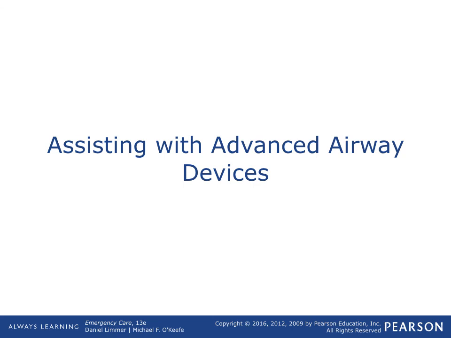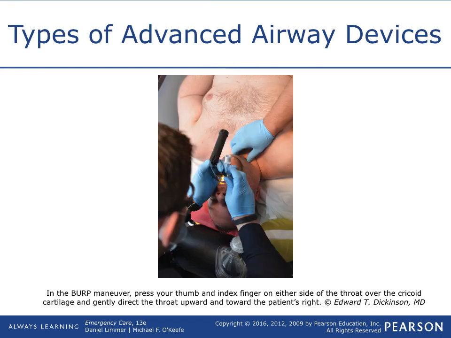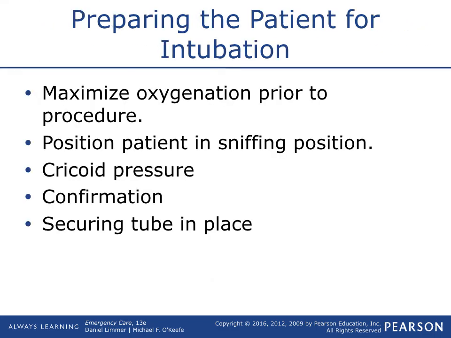So assisting with advanced airway devices. That's where you're kind of working with ALS. Device requirement: direct visualization of the glottic opening, endotracheal intubation. That's what it's all called. Then devices inserted blindly, meaning without having to look into the airway to insert the device. And there's a picture of someone being intubated right there. I've helped with this a lot. I've never had the opportunity to do it, but it's a cool thing to see.